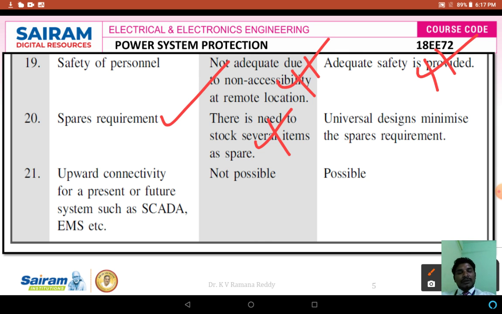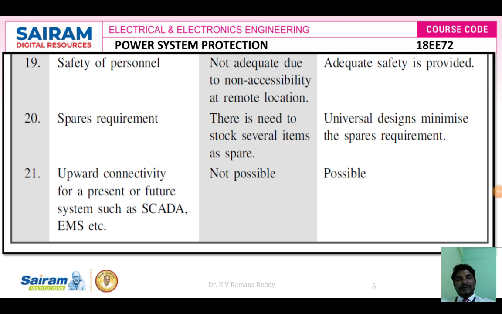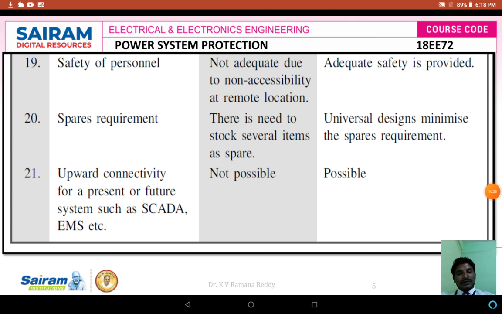Therefore, on the same point, in numerical relay, universal designs minimize the spares requirement, because parts are available everywhere, and we can easily get any part. In most cases there is no need to replace anything, because its accuracy and reliability are very high. Next one is upward connectivity for present or future systems such as SCADA and EMS. We can connect these devices to SCADA technology, but it is not possible for electromechanical relay, while it is possible for numerical relay.